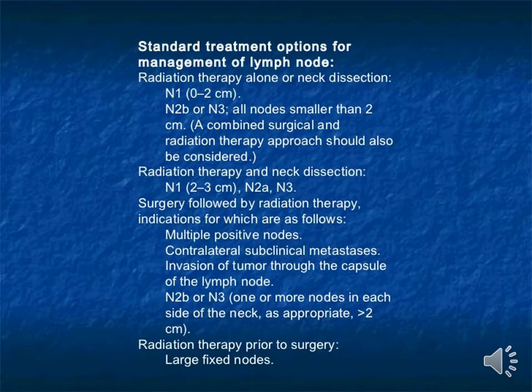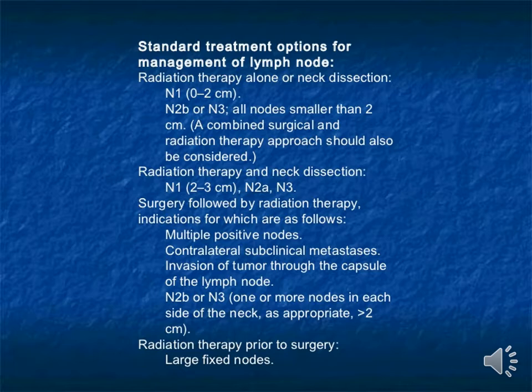Standard treatment options for management of lymph nodes: radiation therapy alone or neck dissection in N1 between 0 to 2 cm. In N2B or N3, nodes smaller than 2 cm, a combined surgical and radiation therapy approach should also be considered. Radiation therapy and neck dissection in N1, 2 to 3 cm, or N2A or N3.